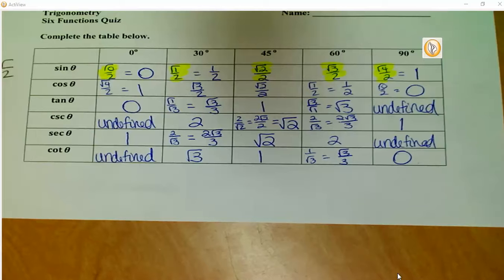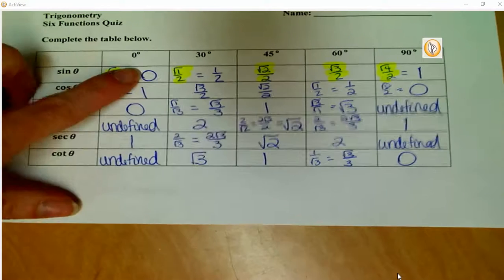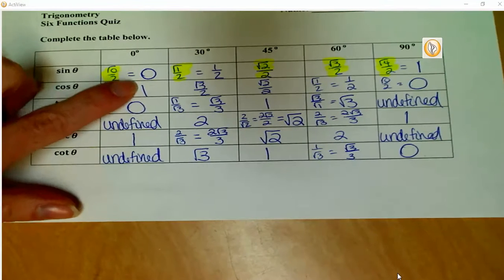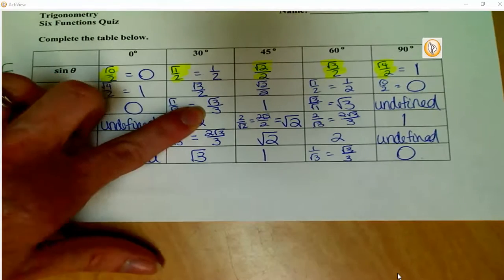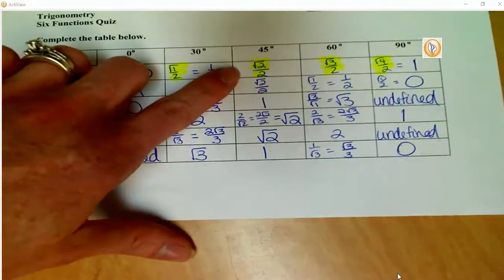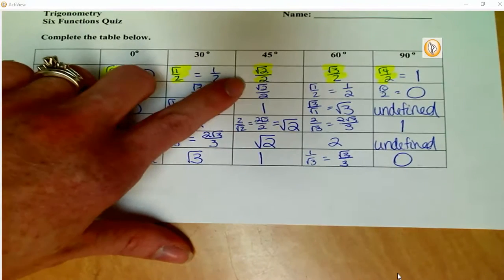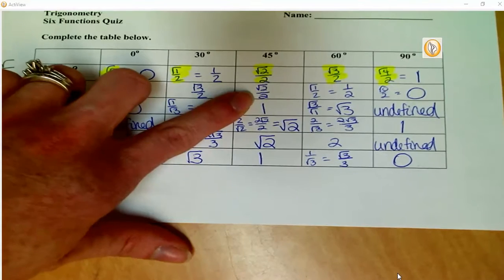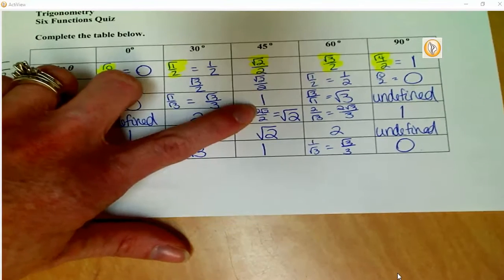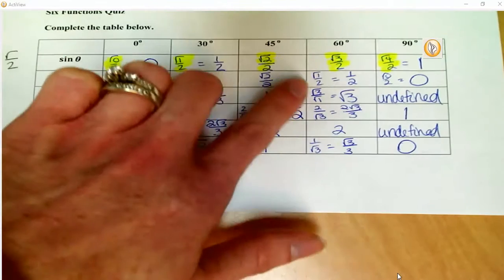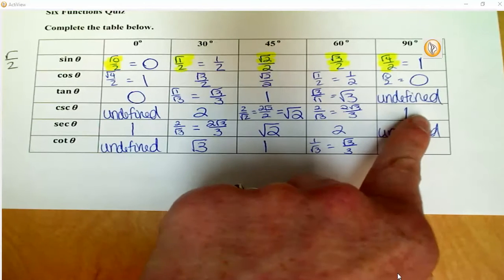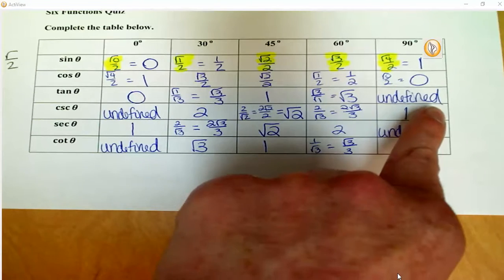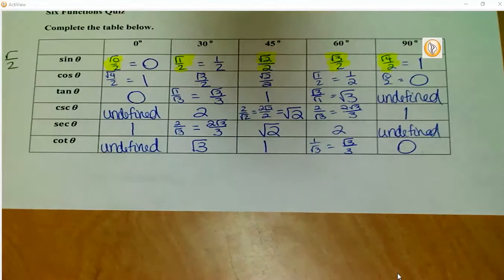Tangent is sine over cosine. So if you have these, you could divide. 0 over 1 is 0. 1/2 over radical 3 over 2, I worked out on the board, is radical 3 over 3. Radical 2 over 2 divided by radical 2 over 2: if you divide something by itself, you get 1. So if you work through and divide those things, you get tangent. And cotangent, you can either do with the reciprocal or it's tangent backwards because they're cofunctions.